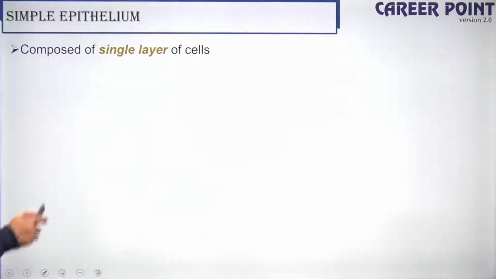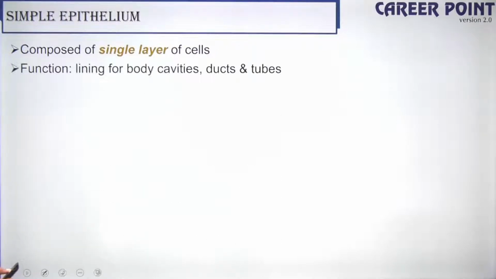Okay. So talking about the simple epithelium in detail. It is composed of a single layer of cells. So what is the main function? Please pay attention to the function. It forms the lining for body cavities.